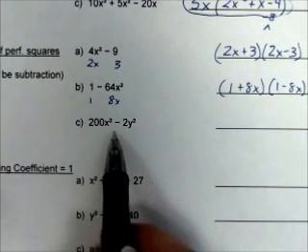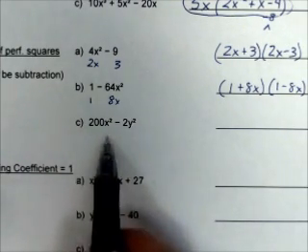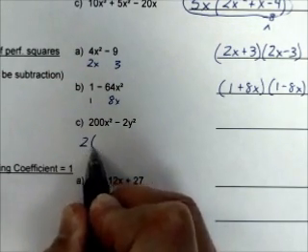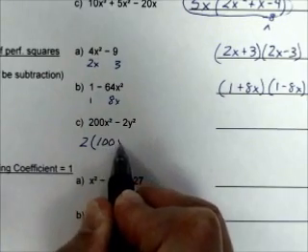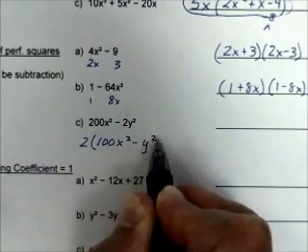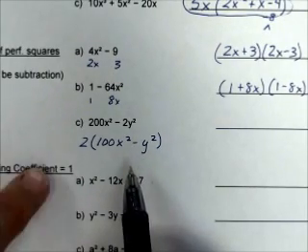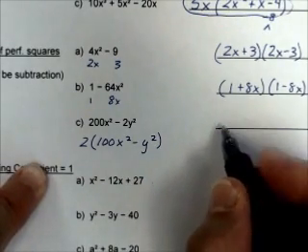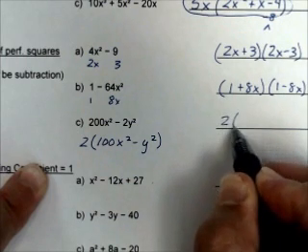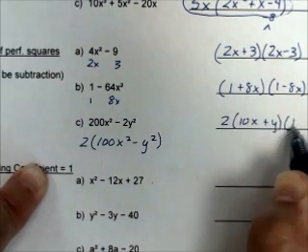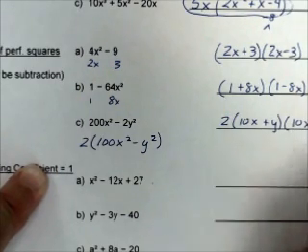Next, 200x squared minus 2y squared. Well, they have a greatest common factor, 2. Factor out 2. We have 100x squared minus y squared. And this is the difference of two perfect squares, so it needs to be factored further: (10x plus y) and (10x minus y).